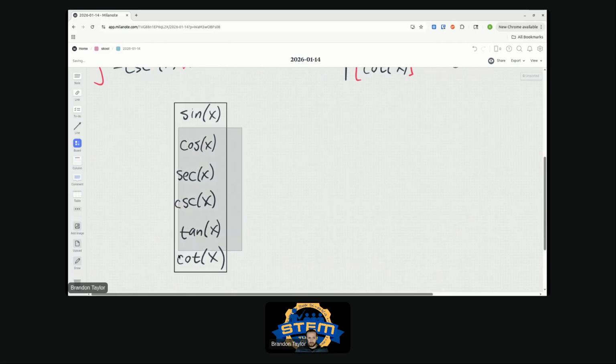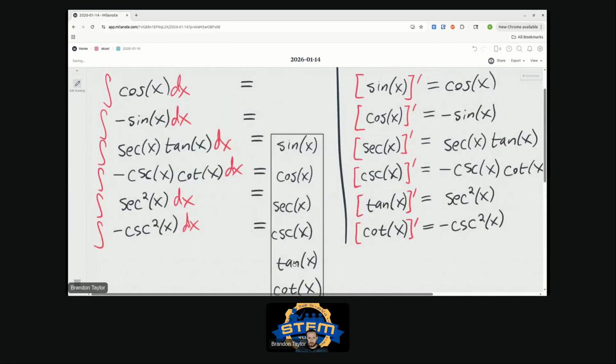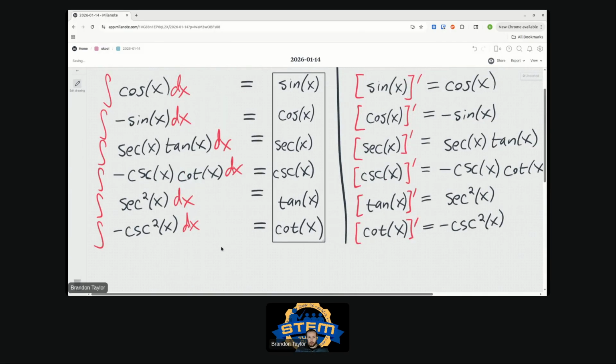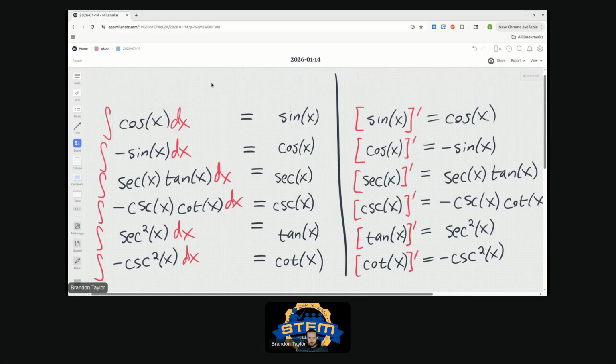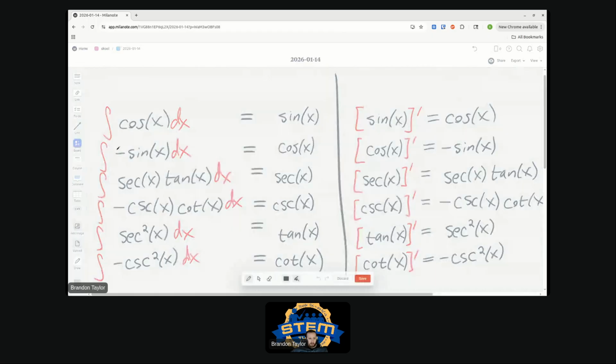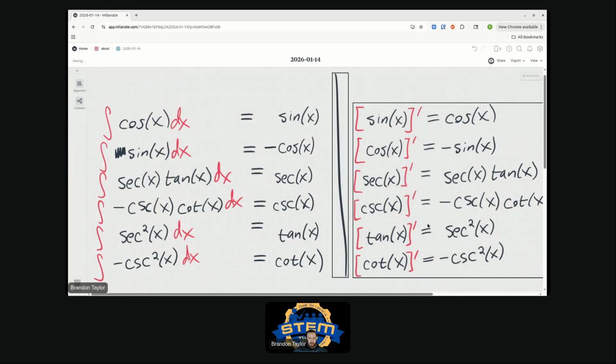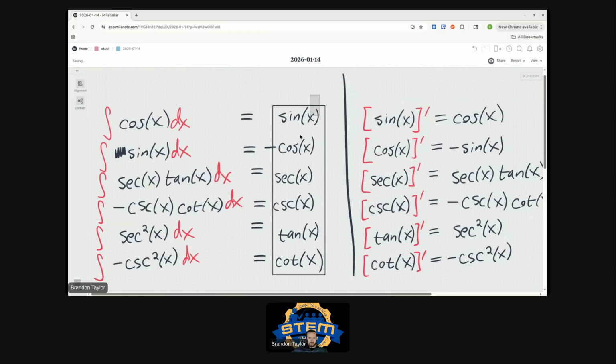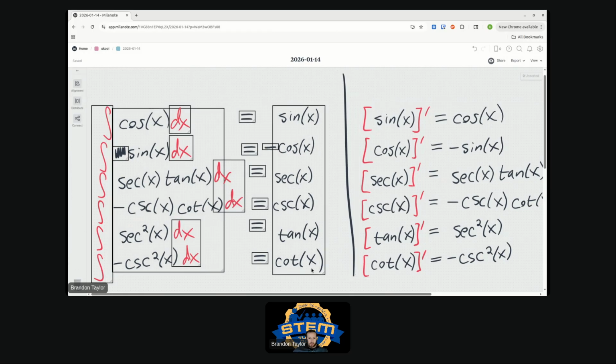If we're looking at these, then these are true. The antiderivative of cosine is sine, just because the derivative of sine is cosine. The derivative of cosine is negative sine, so the antiderivative of negative sine is cosine. And by the way, what if we didn't have a negative here? If you multiply both sides by a negative, then you would get what you want there, basically.